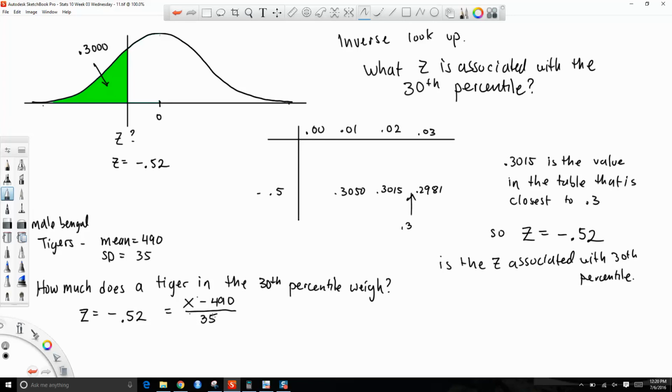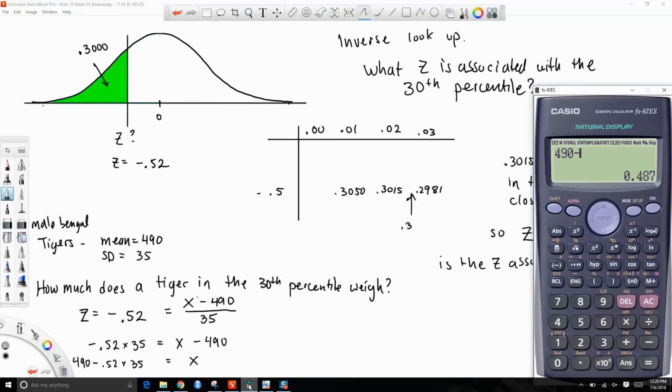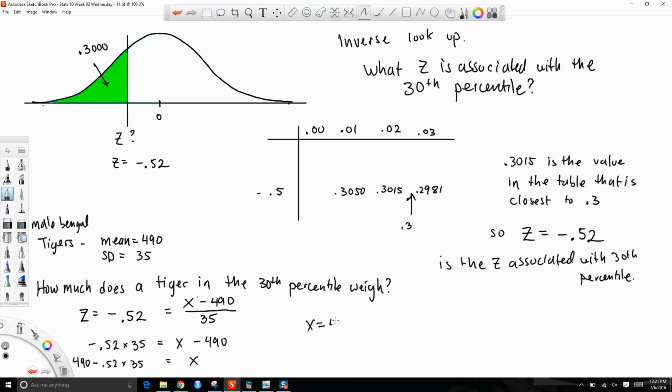So then solving for x, what would we get? We get negative 0.52 times 35 is equal to x minus 490. And we get x is 490 minus 0.52 times 35. And that gives me something else. 490 minus 0.52 times 35, I get x is equal to 471.8. This is the weight of a tiger in the 30th percentile.